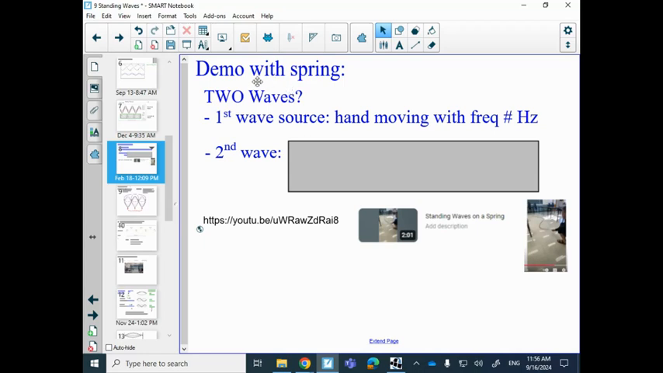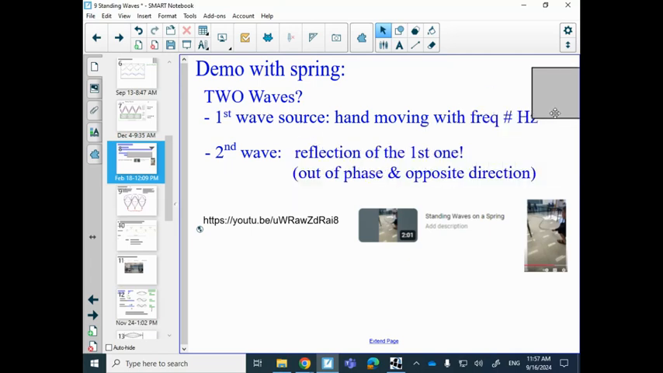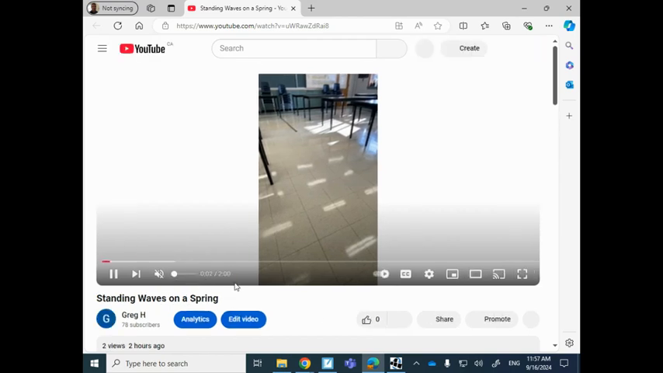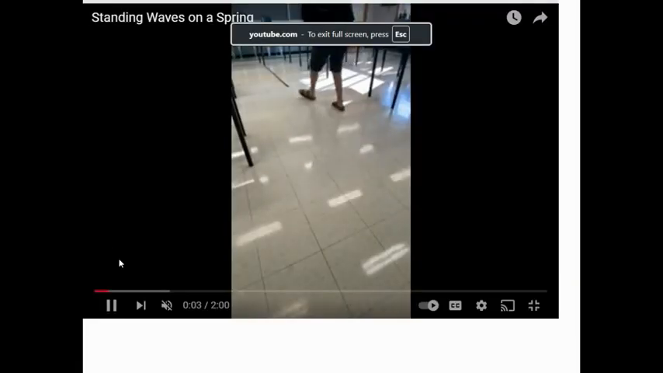So here we go. The demo with the spring. What I'm going to have in the video is I'm going to have my hand be the source of the wave. Then the second wave traveling the opposite direction is just going to naturally happen because of reflection. Okay, so here we go. Standing waves on the spring.